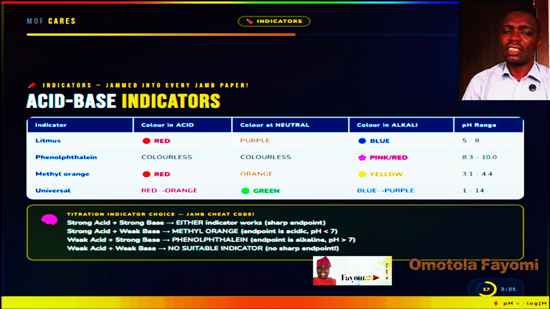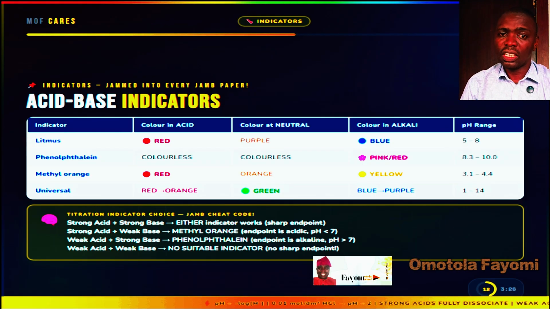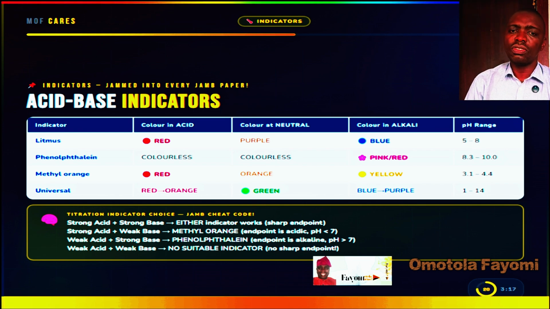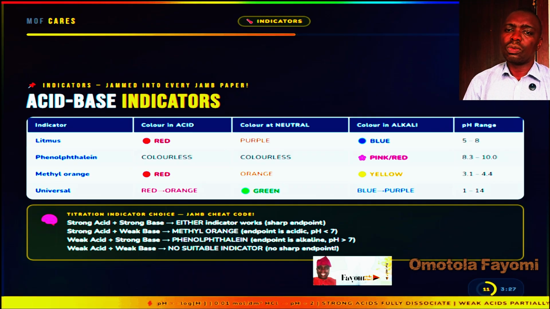Methyl orange is red in acid, orange at the transition point, and yellow in alkaline, because it changes color in the acidic range, pH 3 to 4. It is used when the endpoint is acidic. The JAMB question about choosing indicators for titration is absolutely crucial. Here is the rule. Strong acid plus weak base gives an acid salt. Use methyl orange. Weak acid plus strong base gives an alkaline salt. Use phenolphthalein. Strong plus strong, either works. Weak plus weak, neither gives a sharp endpoint.